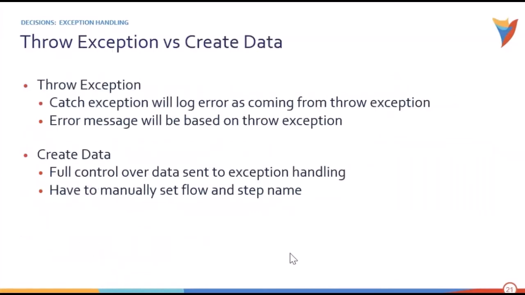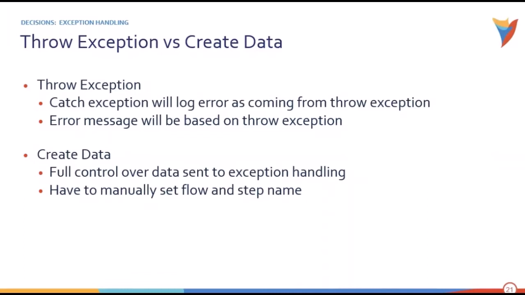Now the next topic that we are going to discuss is throw exceptions versus create data. There are times when you may want to route a flow to your exception process even though no exception has happened. The throw exception step can be used to act as though an exception has occurred, and the flow will route to the catch exception step. If using this approach, keep the following things in mind.